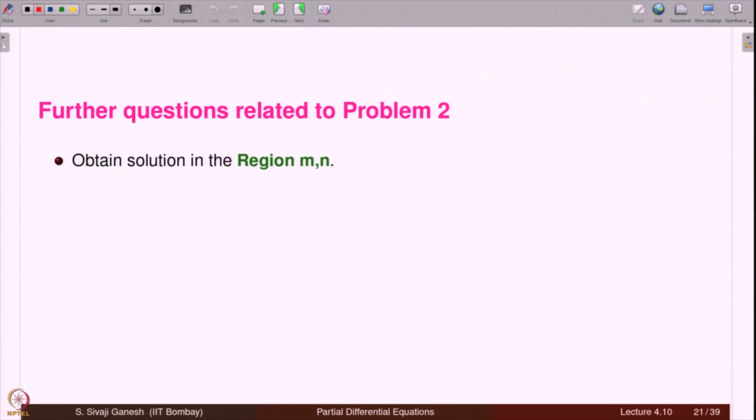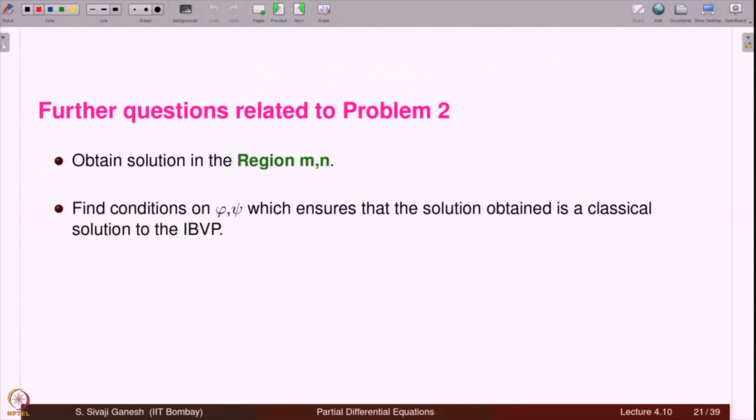Further questions related to problem 2: obtain the solution in the region Mn. We have obtained it only in the regions 1 0 and 1 1. So, get a formula for Mn also, and find conditions on phi and psi which ensure that the solution obtained is a classical solution to the IBVP, and express the solution in the D'Alembert form. We have done this in the 2 regions that we considered, do it for a general region Mn as well.